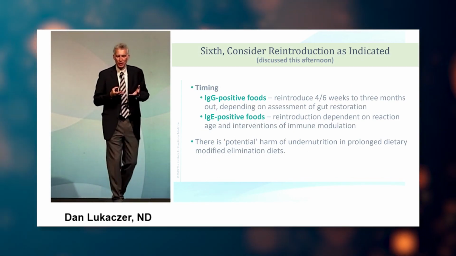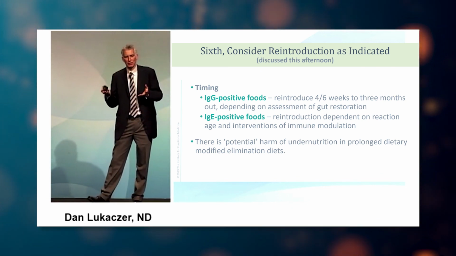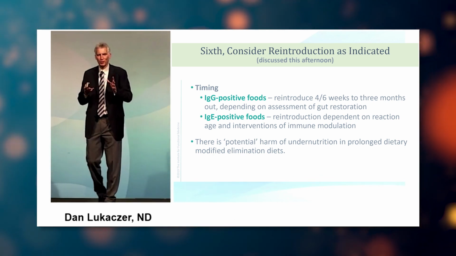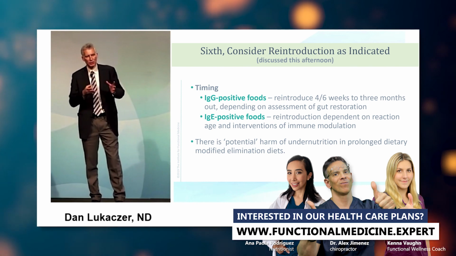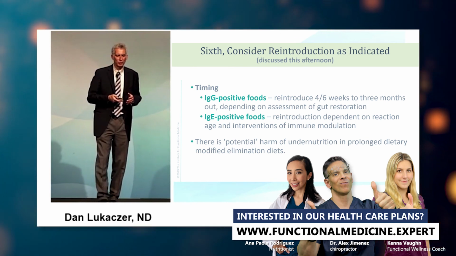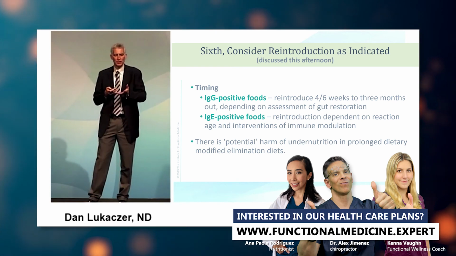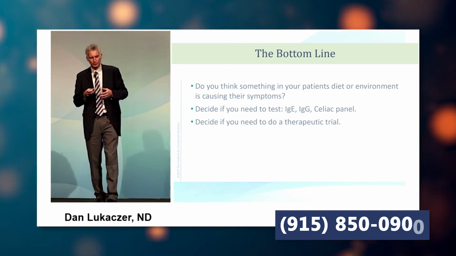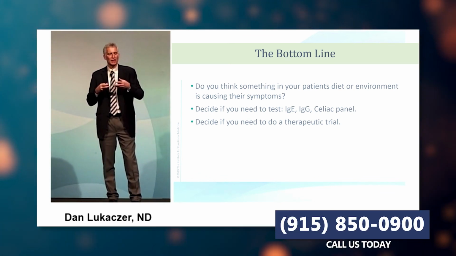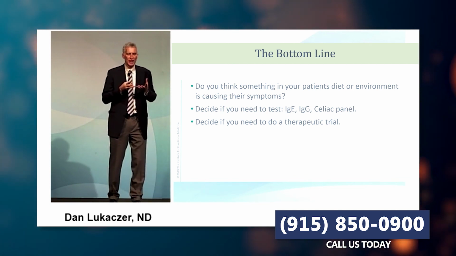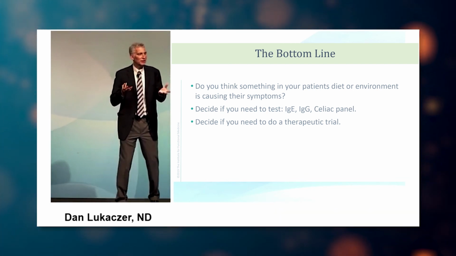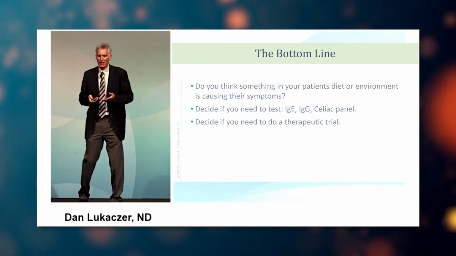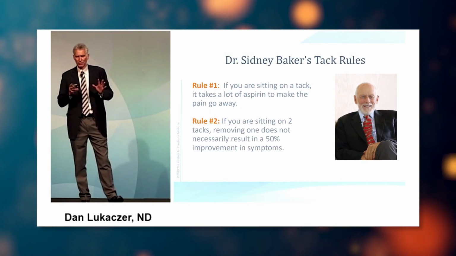And then sixth, if you're looking at reintroduction, if you're thinking it's an IgG-positive food, you don't want to reintroduce before 4 weeks, for the reasons I suggested, and you may go further than that, as Dr. Bischoff will talk about. And then IgE foods: reintroduction is dependent on the reaction and the interventions of immune modulation, etc. And I think the bottom line here is, do you think something in your patient's diet or environment is causing symptoms? Decide if you need to test, decide what you need foundationally, and decide what you want to do as a therapeutic trial.